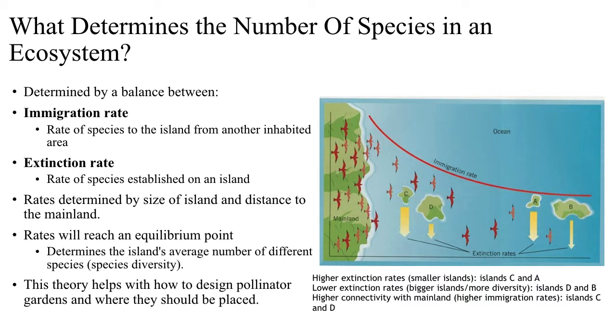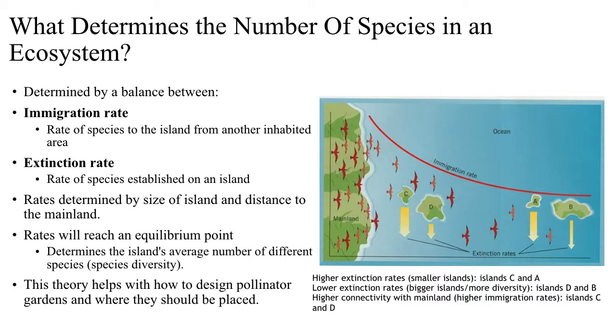There are two factors that determine the number of species in an ecosystem. It is a balance between immigration rate, which is the rate of species to the island from another inhabited area, and extinction rate, which is the rate of species established on an island. These rates are determined by the size of the island and its distance to the mainland. These rates will reach an equilibrium point that determines the island's average number of different species, which is the species diversity.